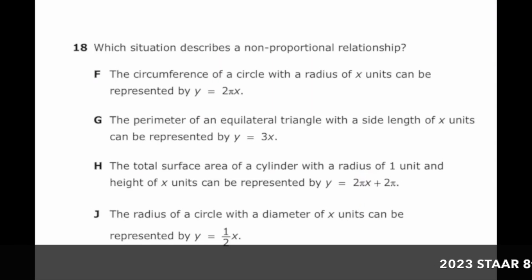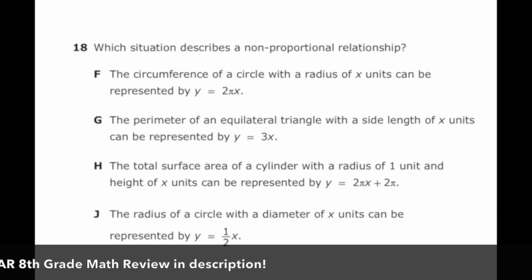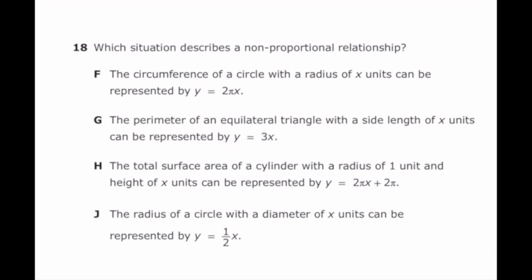This is number 18 from the 2022 8th grade math STAAR test. Which situation describes a non-proportional relationship? So I know for an equation to be non-proportional, it's going to have something added or subtracted at the end of it. So if we look at our answer choices, only letter H has something being added or subtracted at the end, so it's going to be the non-proportional relationship. Our answer is letter H.